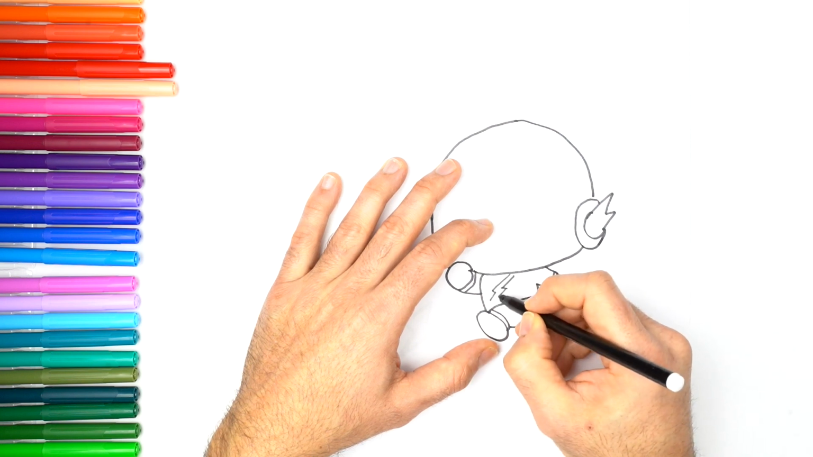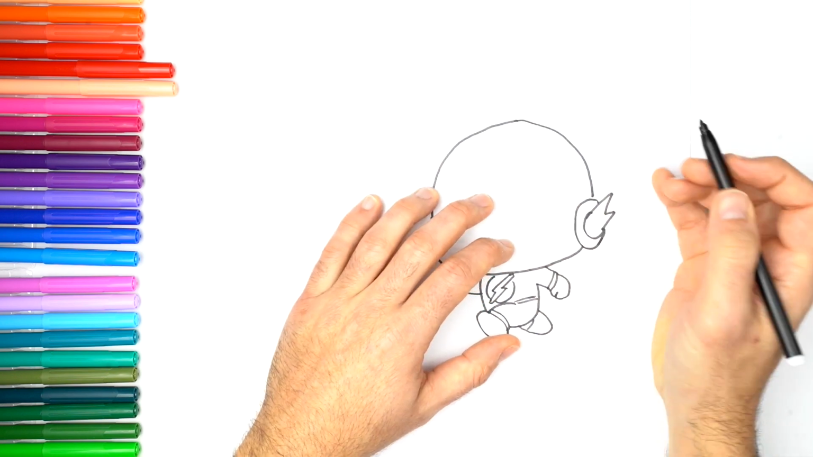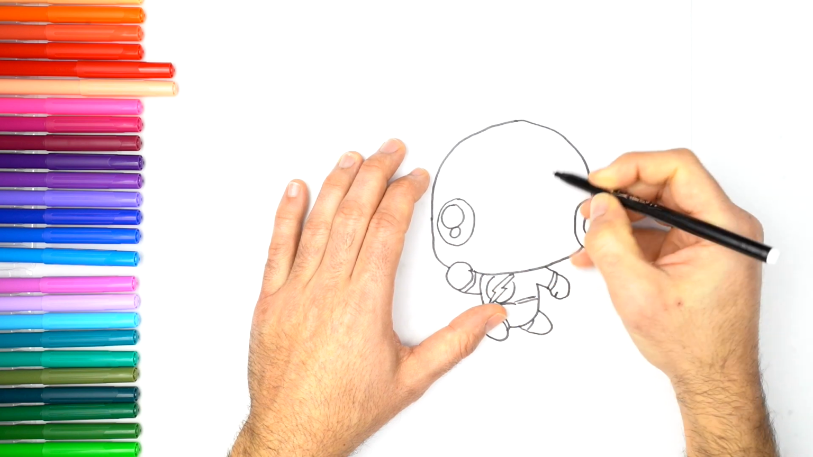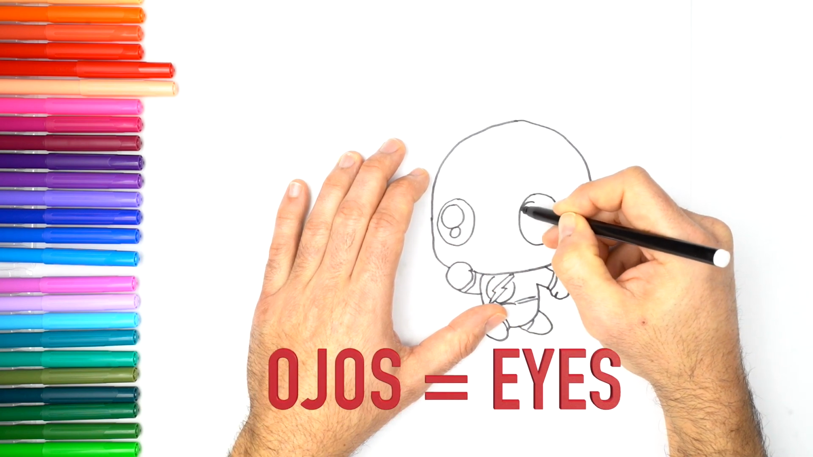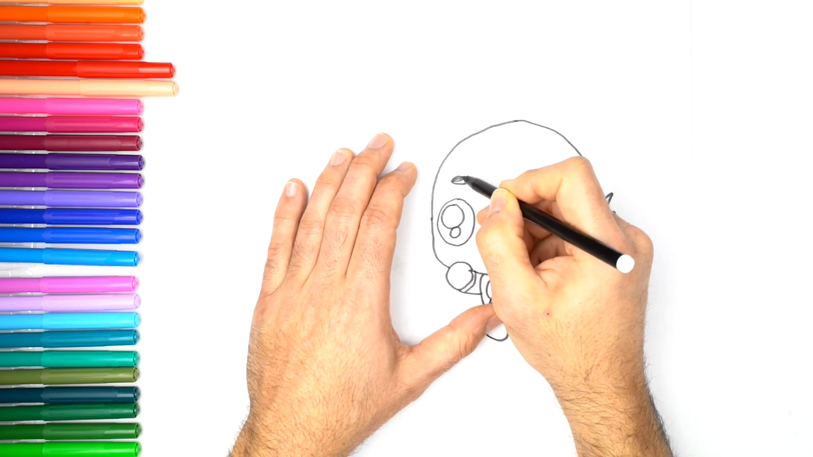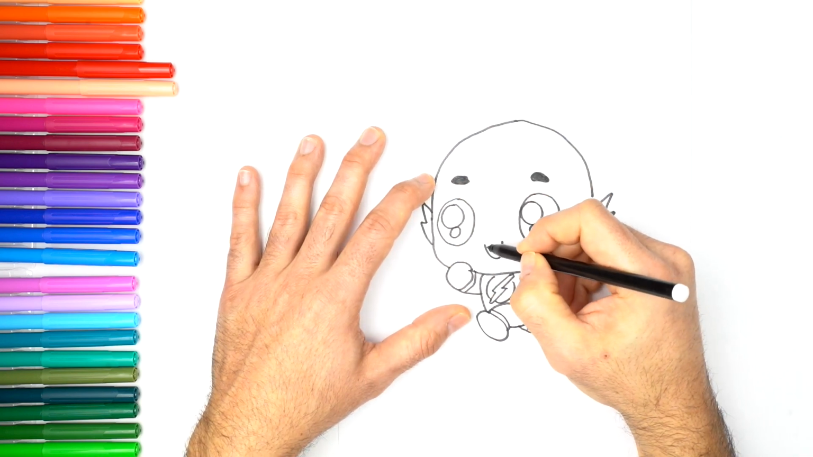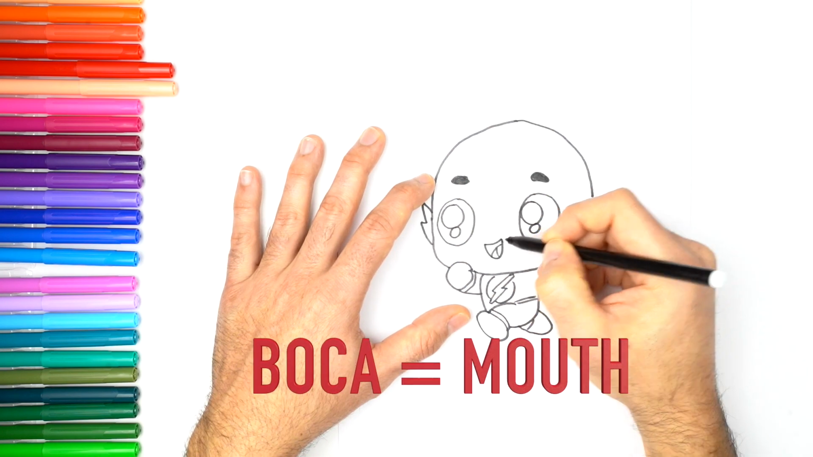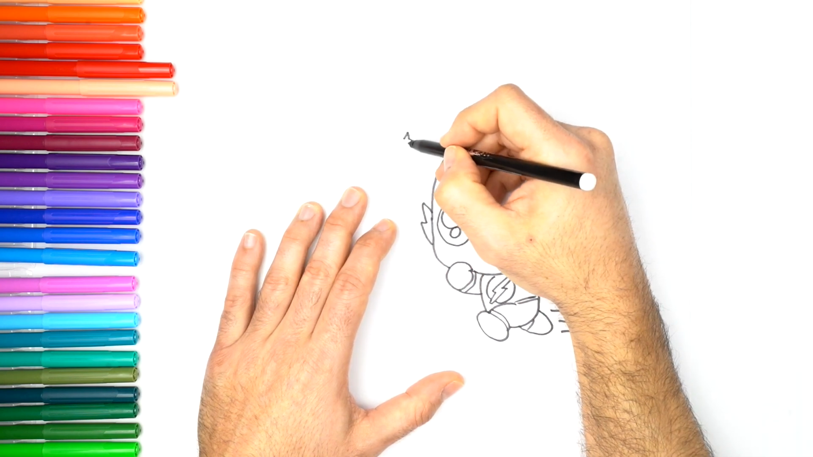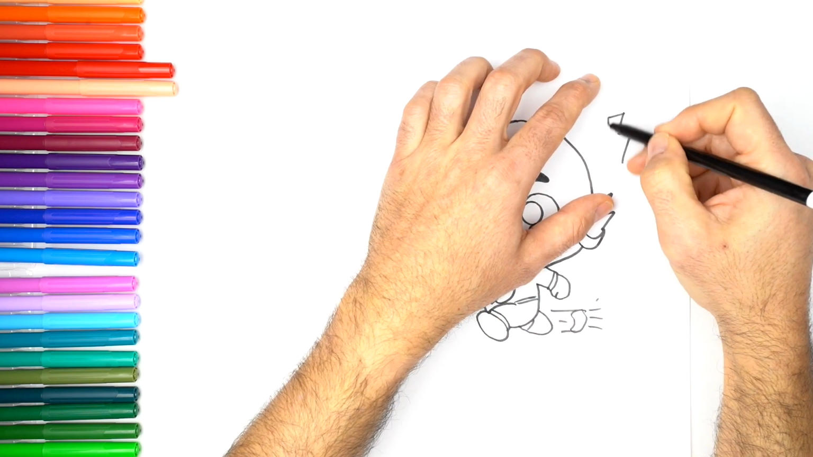Now we draw his famous symbol. Now we draw the eyes, which in Spanish is OJOS. Now the mouth. Mouth in Spanish is said BOCA. We draw a ray.